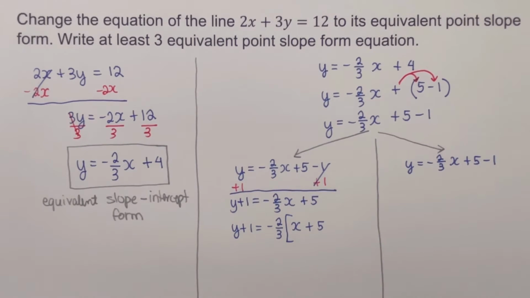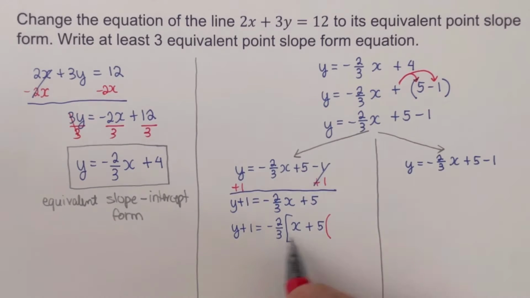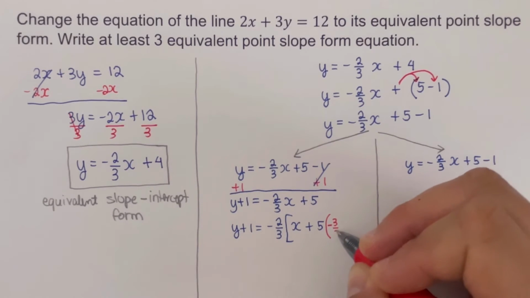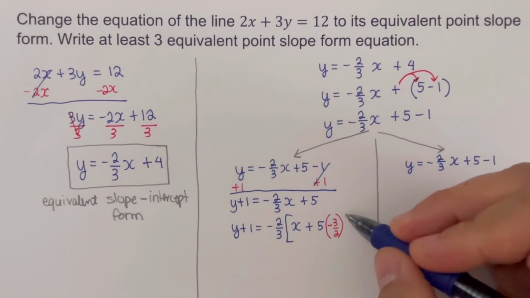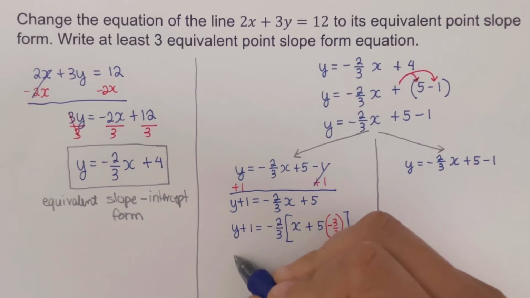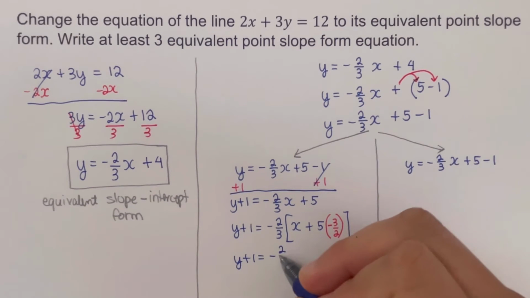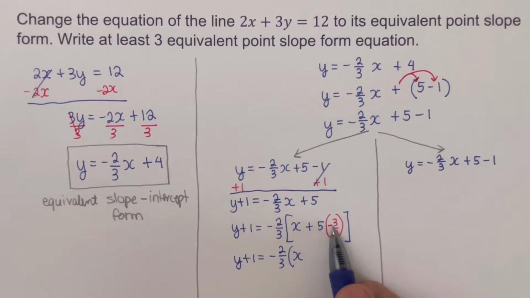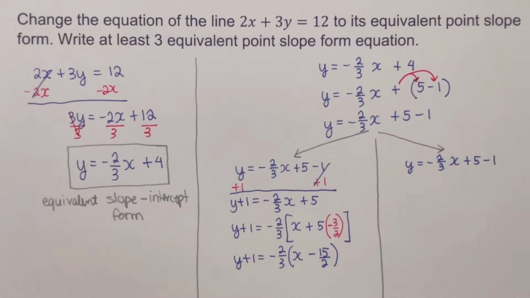So what we are going to do is multiply this by the reciprocal of the slope. So that would be multiplied by negative 3 over 2. Then we can go ahead and simplify this further. So this would come out y plus 1 equals negative 2 over 3 times x, and then 5 times negative 3 is negative 15 over 2. And we keep that as the answer.